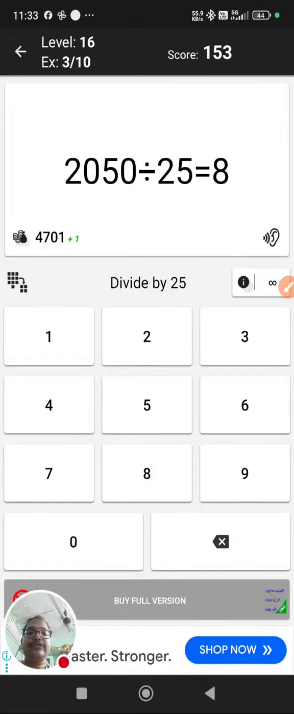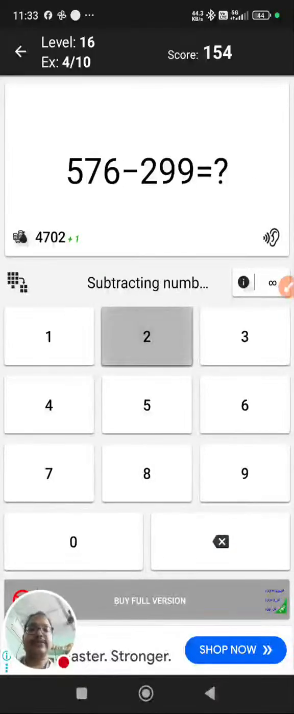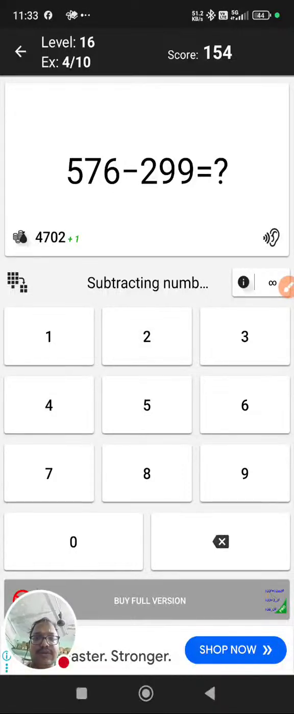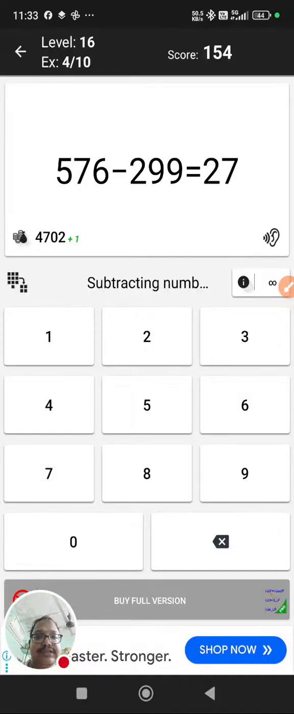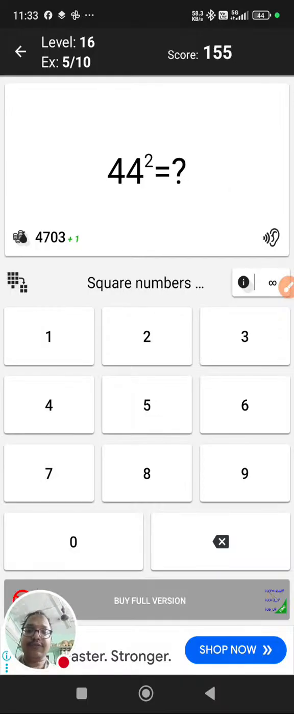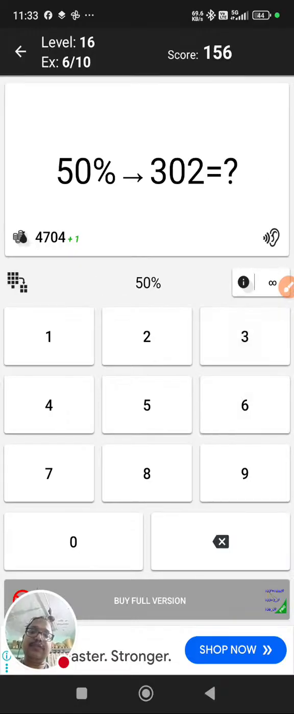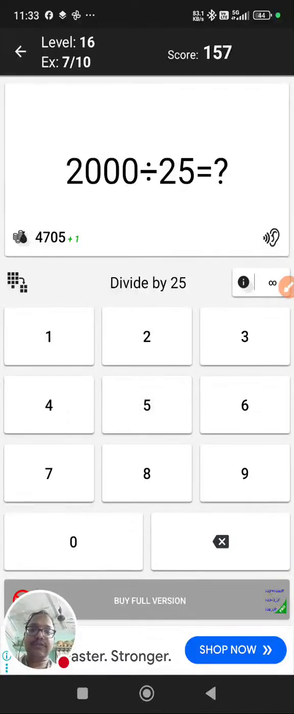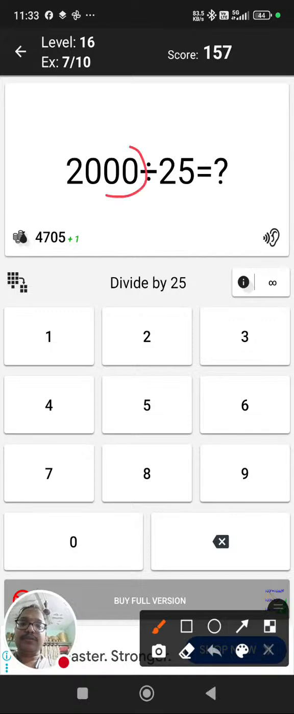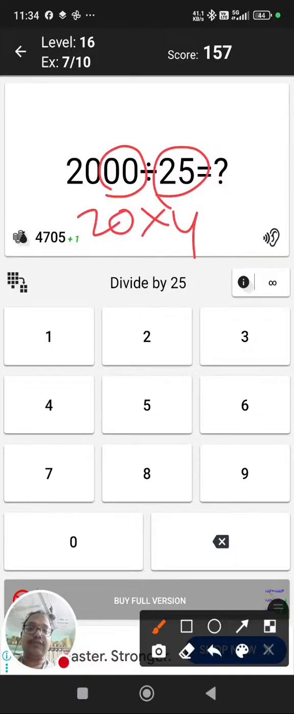25 8 times, which will be 200, and 2 times. 8. Actually it is 8, but we take 7 only, and 6 means it is 7. 44 square, it is 19 and 36. 50% means half of 302, which will be 151. Here we see double zeros divided by 25, which will be 4 times. 20 into 4 times, which will be 80.